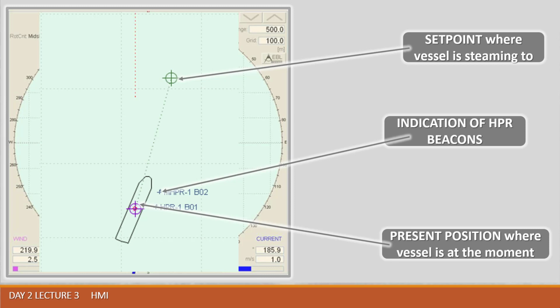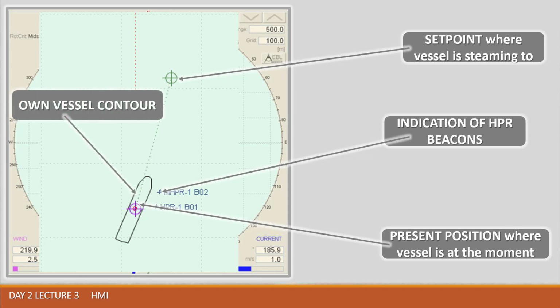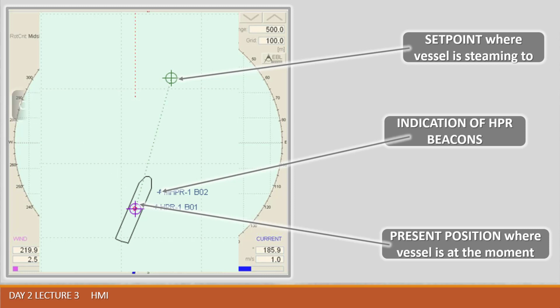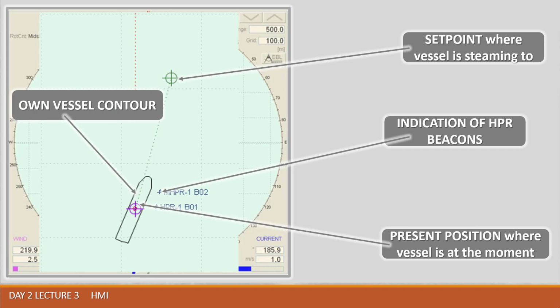Open vessel contour shows us the dimensions of the vessel in the scale appropriate to the selection done concerning the plotter, as previously discussed at the position plotter view page.